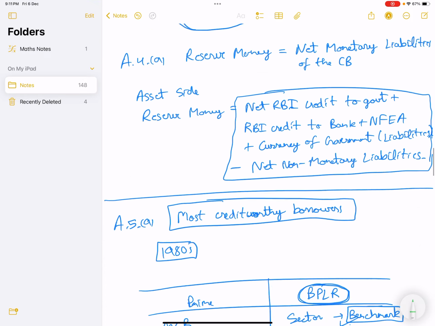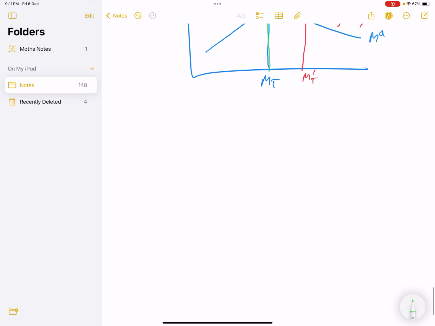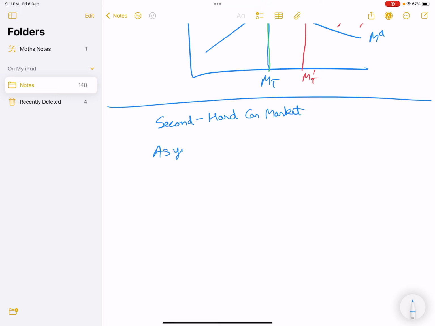Okay, now talking about asymmetric information. I'll give you an example of a second-hand car market. Asymmetric information means that there is a different level of information among the two parties. So in case of a second-hand car market, the sellers are better aware of the quality of the car, whereas the buyers don't have the exact information that the seller possesses.